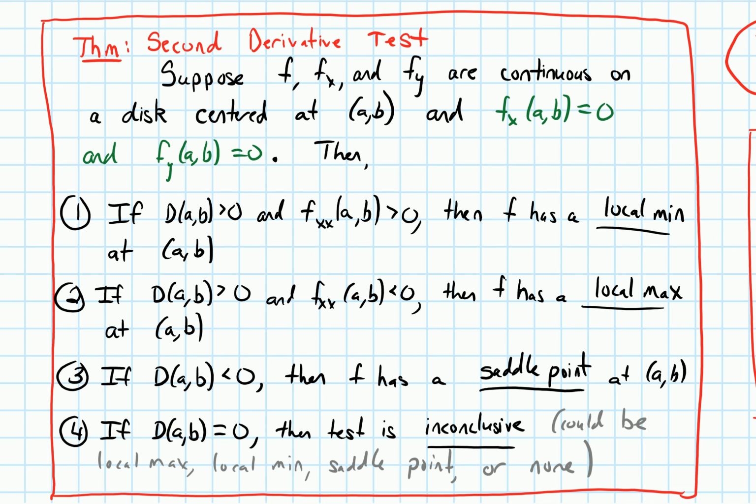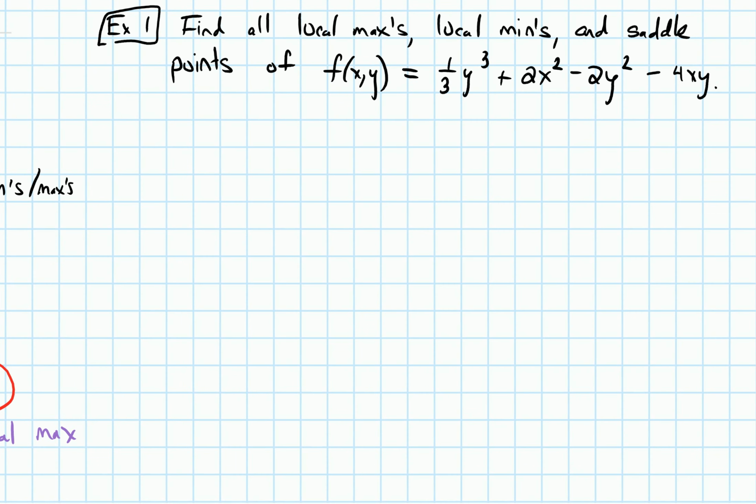All right, so let's look at an example where we find points (a, b) where these partials equal 0, and then classify them as local mins, local maxes, saddle points, or as points where the test is inconclusive. All right, so this is our first example. Find all local maxes, local mins, and saddle points of this multivariable function, f of x comma y. All right, so let's talk about how we can do this.